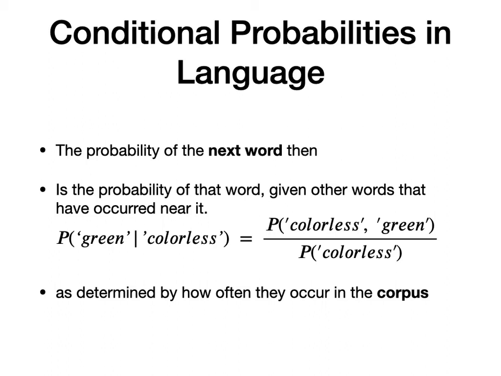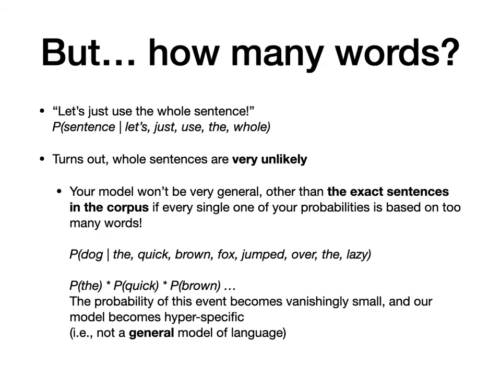Okay. So how many words, though, should we include in this conditional? You could just say, oh, we'll just use the whole sentence, right? Use as many words as we can get. So say we're trying to predict this sentence at the top. Let's just use the whole sentence. So it would be something like the probability of the word sentence given, let's just use the whole thing altogether, right? The problem is, it turns out that whole sentences, things all in a row together, are super unlikely in a probabilistic sense. It is very unlikely that those words will all occur together.